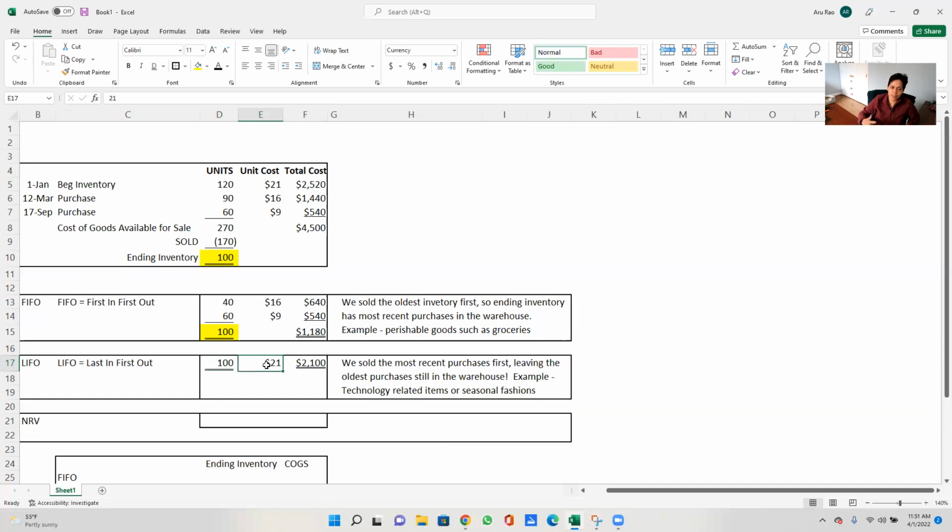Anything that came in first, I've sold that out. This old inventory is still sitting with me. It's extremely problematic for companies when they use the LIFO method. But again, depending on the inventory you have, it may make sense to do that. So in this case, this 100 units, if I'm using the last in first out method, I'm saying it is $2,100. I've assigned the cost of $2,100.